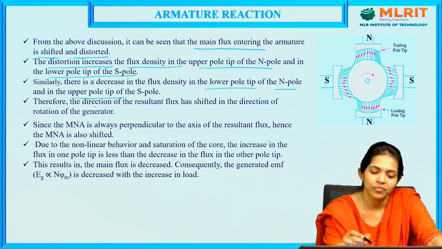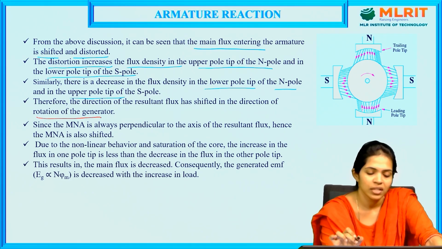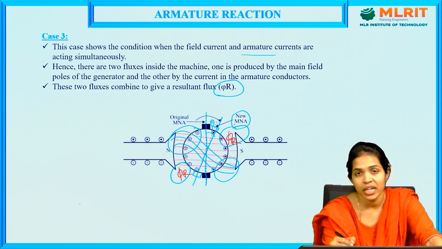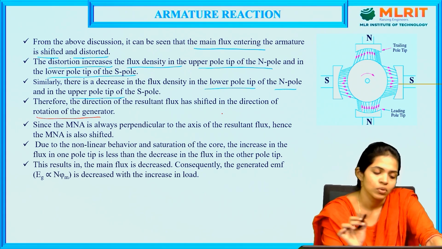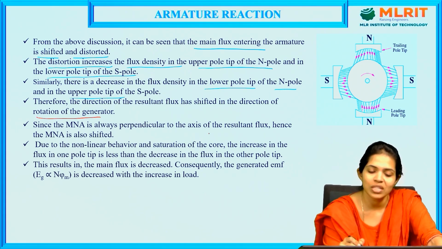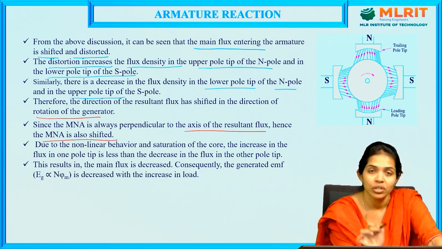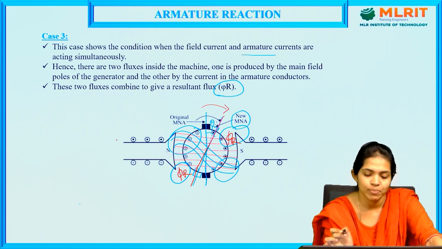Therefore, the direction of resultant flux has shifted the direction of rotation of the generator. This is how, as the brushes rotate, when the magnetic neutral axis takes the new position, this in turn also changes the direction of rotation of the generator. So since the MNA is always perpendicular to the axis of resultant flux, hence the MNA is also shifted. We can see that in the previous picture.